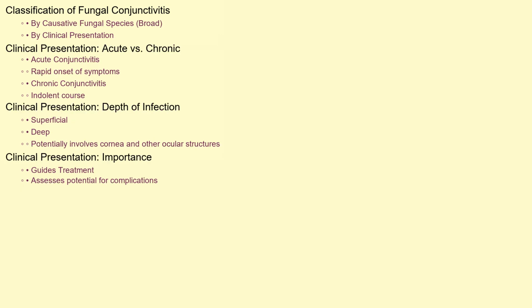While the specific types of fungal conjunctivitis are broadly defined by the causative fungal species, we can classify them by their clinical presentation. Some may present as acute conjunctivitis, with rapid onset of symptoms, while others may have a more chronic, indolent course. Depending on the depth of infection, we can also classify it as superficial or deep, with deeper infections potentially involving the cornea and other ocular structures. Understanding the clinical presentation helps guide treatment and assess the potential for complications.